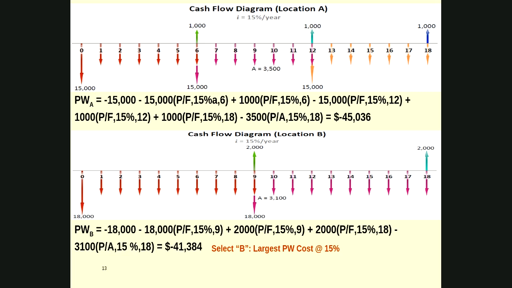Last year, 15,000. Okay, let's go back. Now, Abdulsamad, you're talking about alternative A. In alternative A or B?